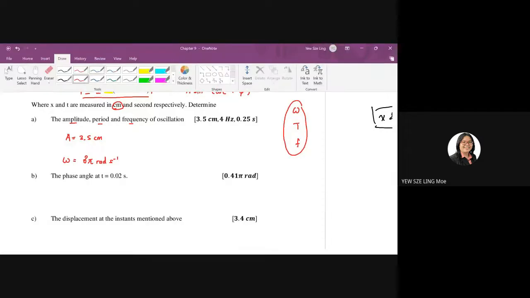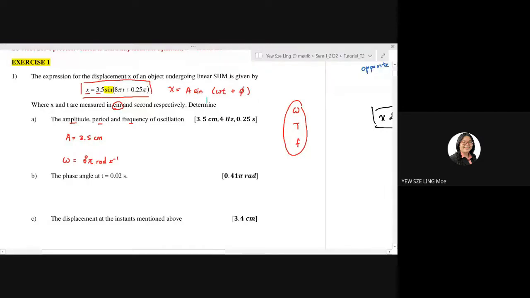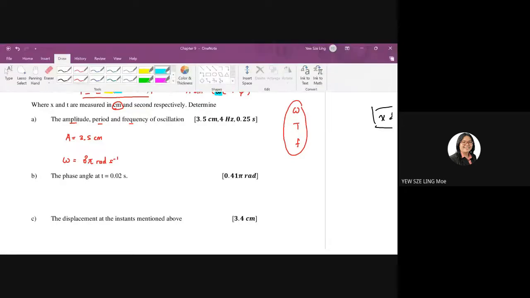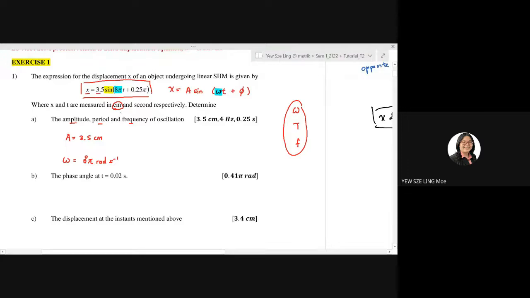How do I know that it's 8 pi? Because by comparison, if you compare these two equations, omega is in front of small letter t. Then look at the equation given. In front of small letter t, I have 8 pi. So this 8 pi is my omega. All right, so once I have omega, what can I do? I can then calculate frequency and period.